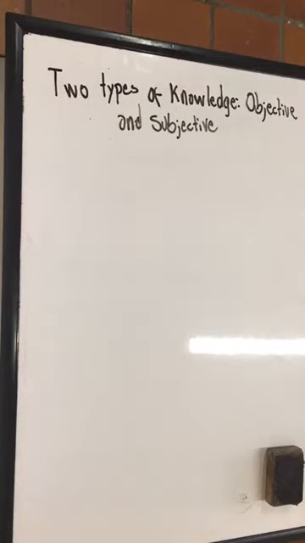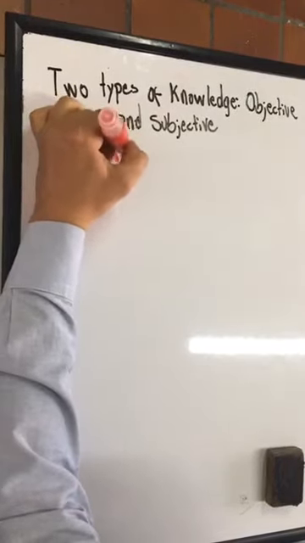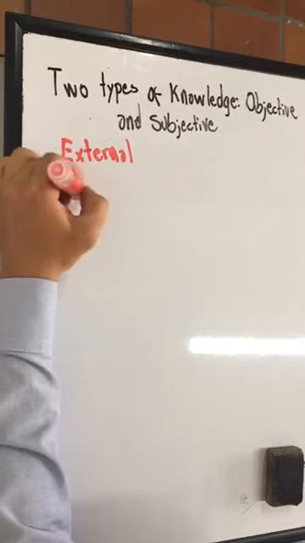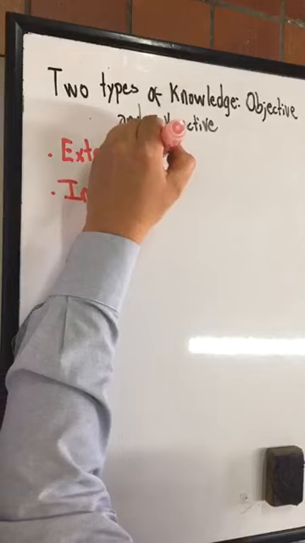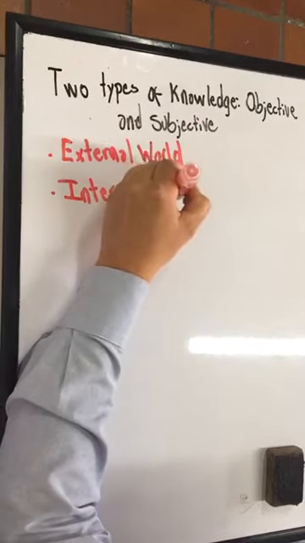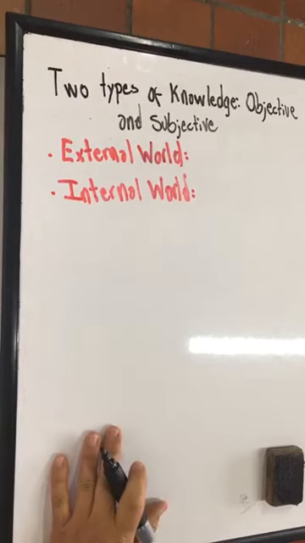Well, all of us know that there are two different worlds: the external world and the internal world. And each one of these two worlds has its own reality. And this is what we are going to study and analyze in today's lecture.